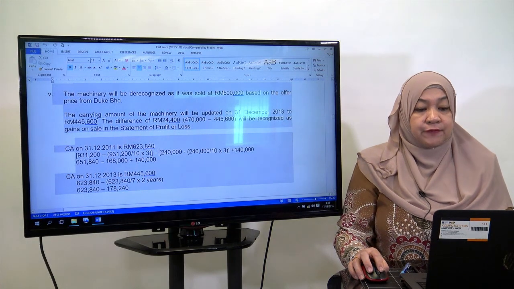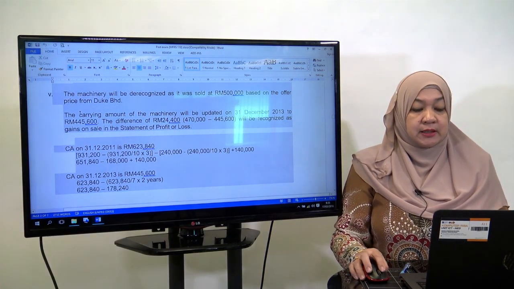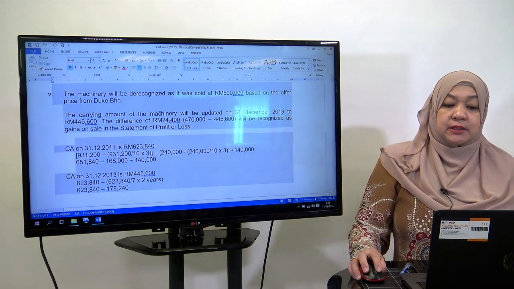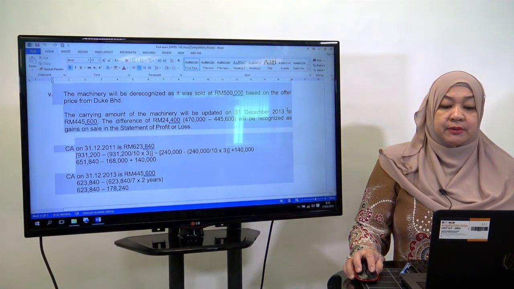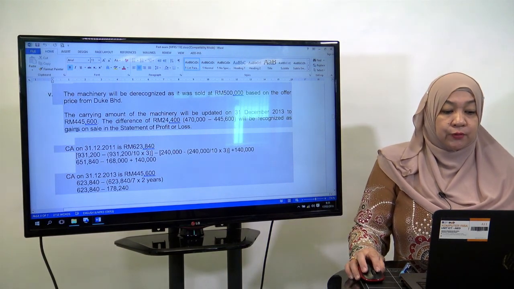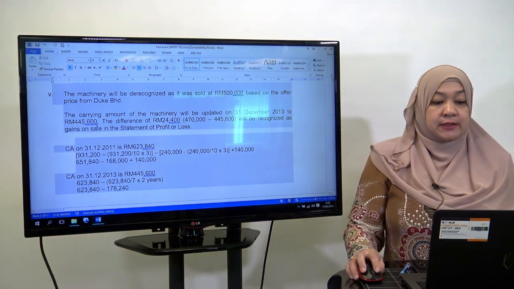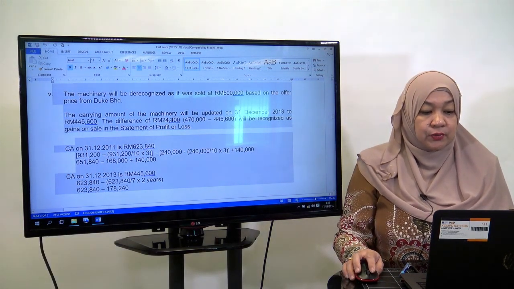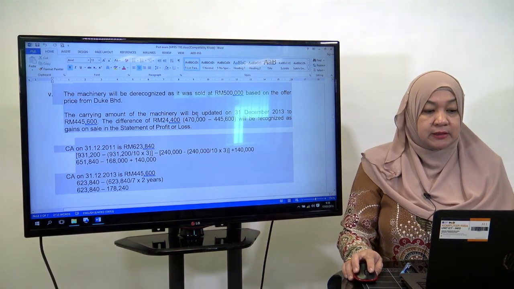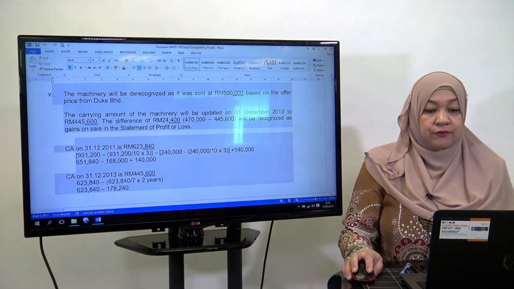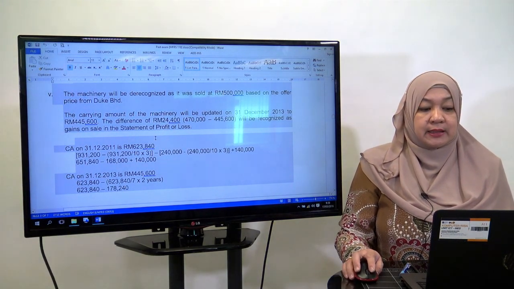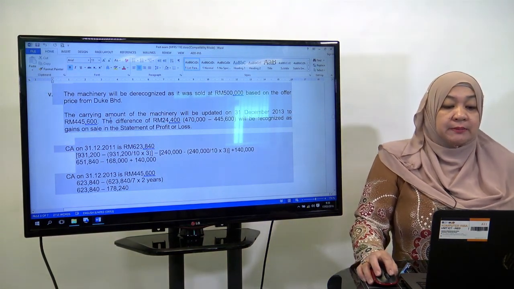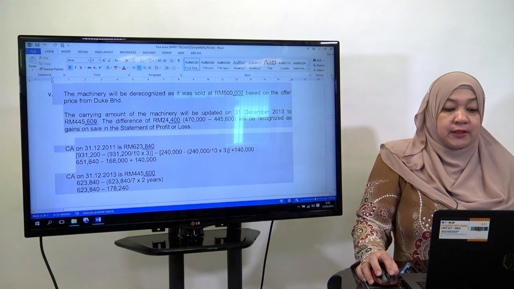Okay, so to de-recognize the asset, what we need to do is first we will update the information, the carrying amount of the machinery, right? Now the carrying amount of the machinery will be updated on 31st December 2013 to 445,600. Okay, while the difference of 24,400, which is 470,000 minus 445,600, will be recognized as gain on sale in the statement of profit and loss. But how do we determine 445,600?